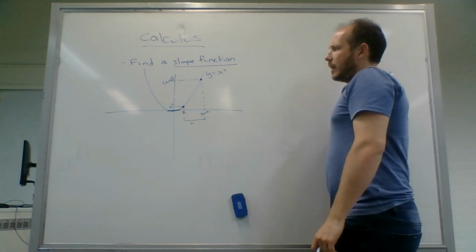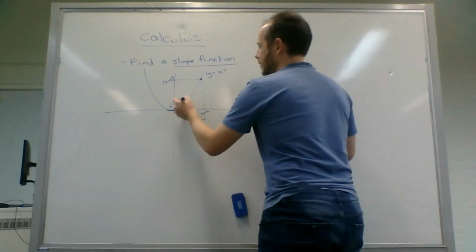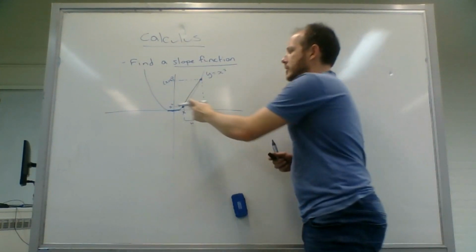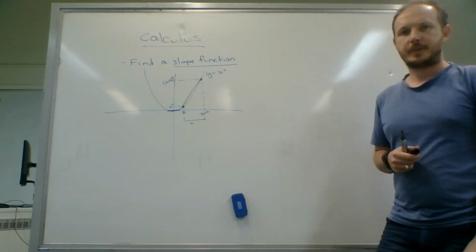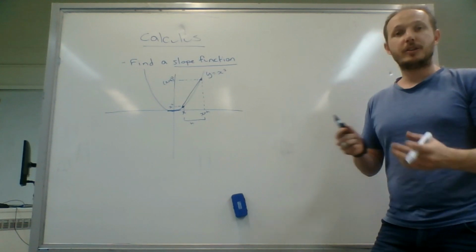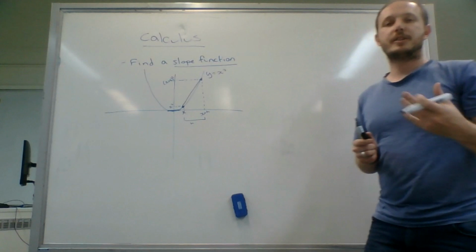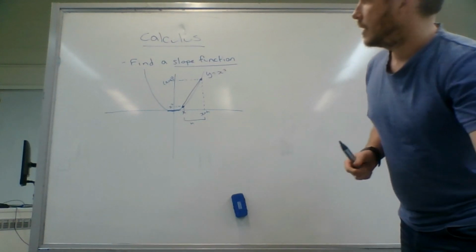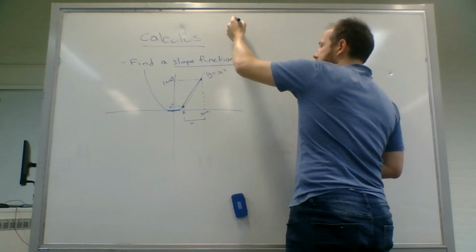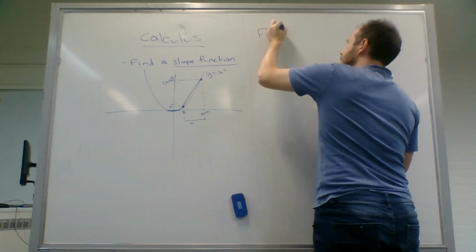Now, if we draw a line between these two points, from here to here, we will get an approximation of the slope at this point. This method is called first principles. We're going to look at how we find the slope using first principles first, and then we're going to look at a series of rules. So, if I was to estimate the slope, let's call this first principles.